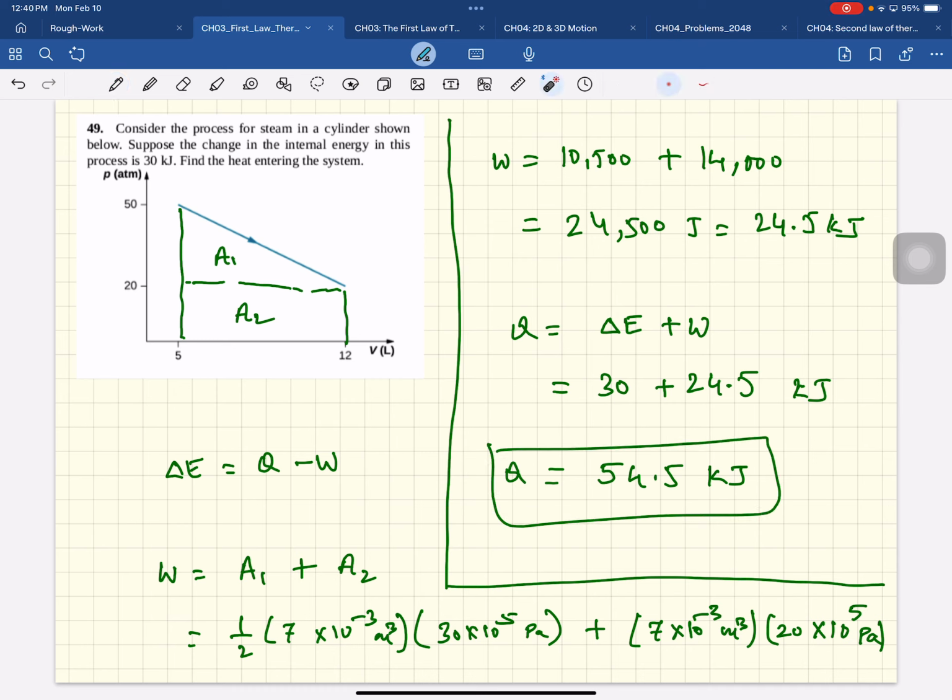So again, this problem is based on the first law of thermodynamics. They give you the change in internal energy. They wanted you to find out how much heat is added to the system. You just had to figure out the work done by the gas when it expanded like that. And that was the area under the curve.